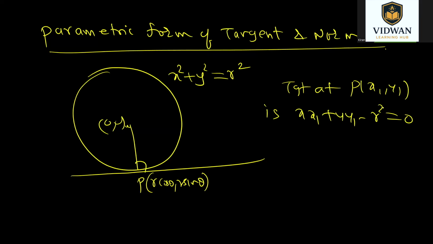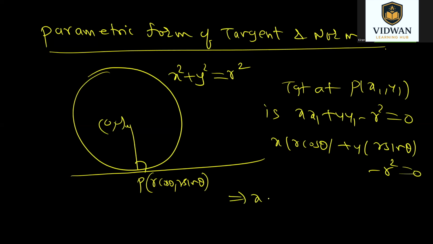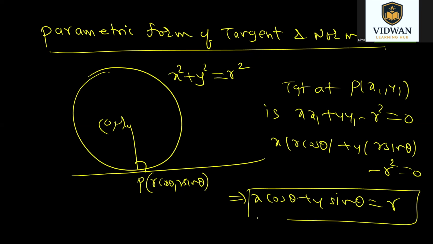This is with Cartesian coordinates. You just replace x1, y1 with r cos theta, r sin theta. This would become x into r cos theta plus y into r sin theta minus r square equal to 0. Divide throughout by r, it will reduce to x cos theta plus y sin theta equal to r. This is the tangent in parametric form. That is, at a point with a parameter theta, if you have to write a tangent, this is the formula.